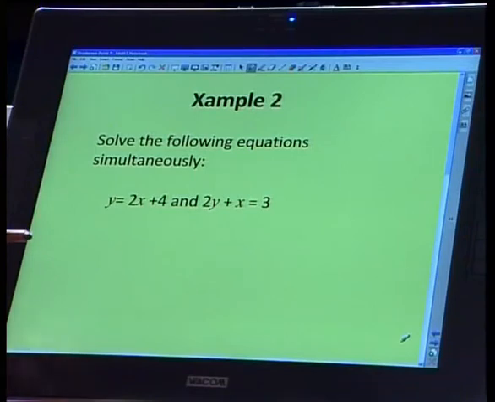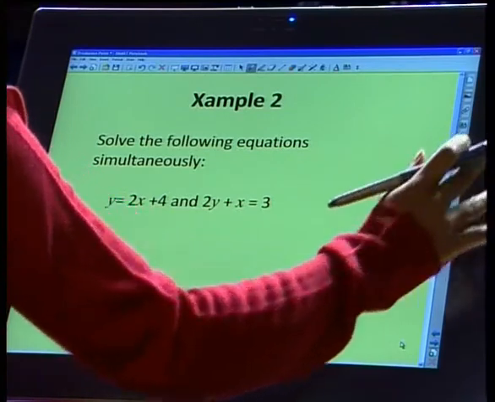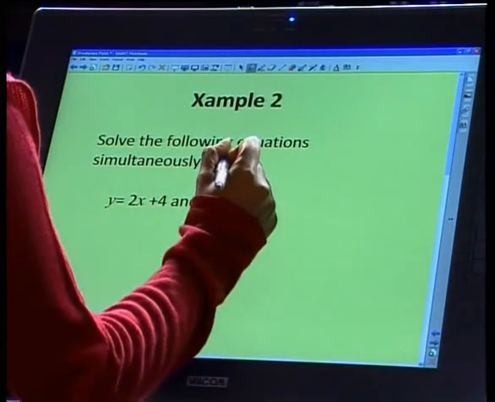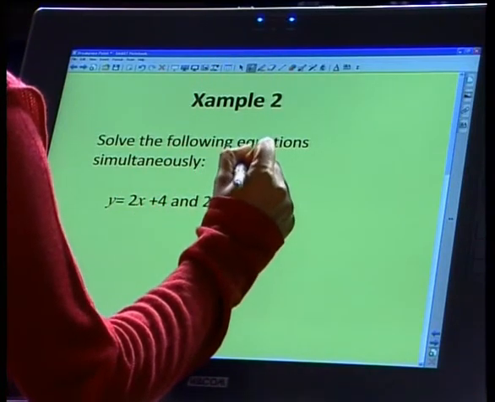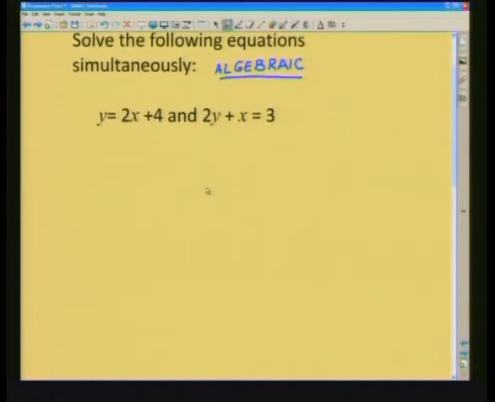So let's look at example two. In the first part of this example, we are asked to solve the equation simultaneously, and I'm going to do it using the algebraic method. This is generally the method that you would use, unless the question specifically says use the graphical method. We are given two equations of two straight lines: y is equal to 2x plus 4, and 2y plus x is equal to 3.